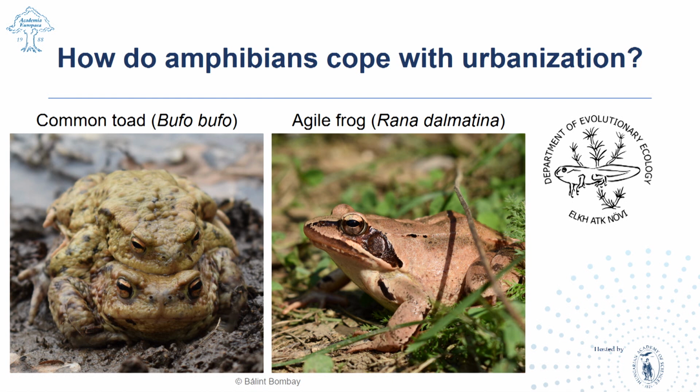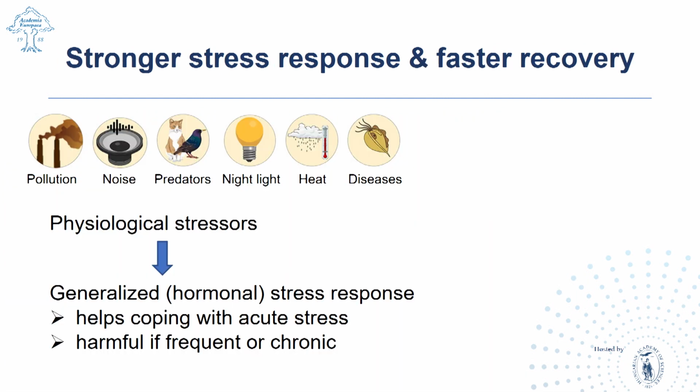We studied these broad questions in these two species with my group at the Department of Evolutionary Ecology. The two species are the common toad and the agile frog. Both are quite widespread in Europe, but some localized declines have been observed in both species recently. And if you think about all those environmental changes associated typically with urban habitats, a common aspect in those changes is that they can trigger physiological stress in animals.